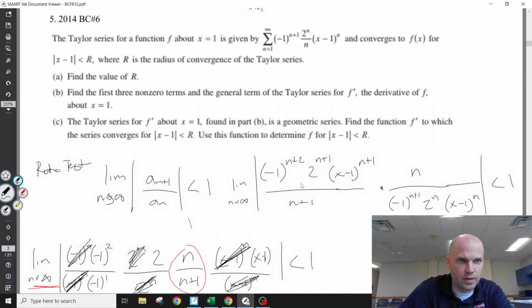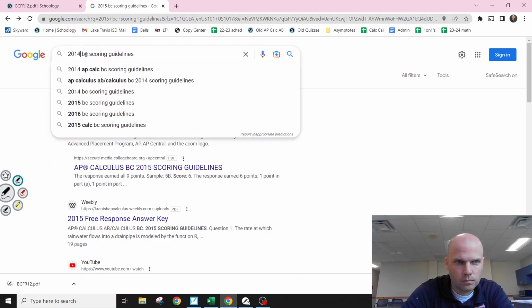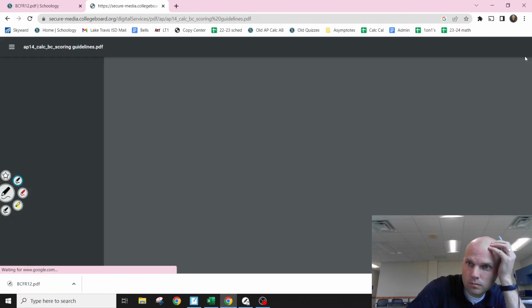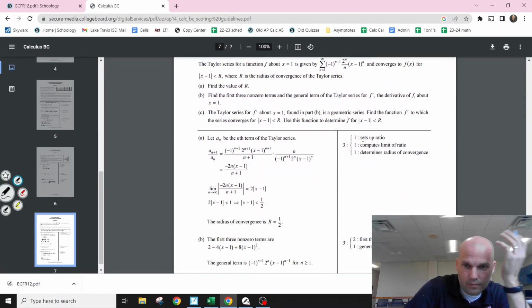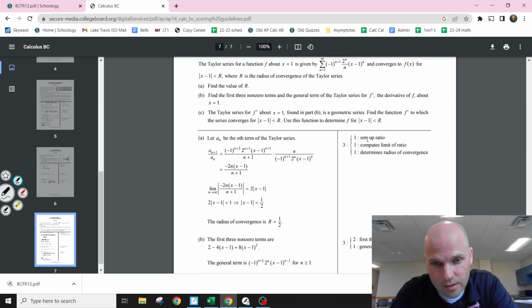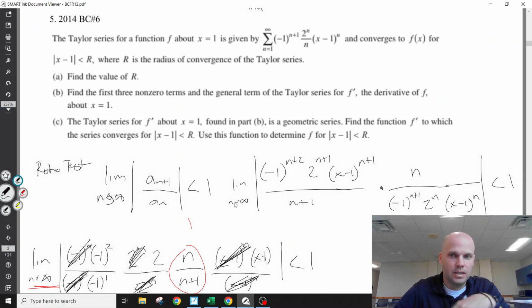Okay, let's see how many points that was worth. Three. Not many. This part is easy. First 3 non-zero terms in the general term. You have to be able to write out f and then write out f prime. So that's a little mean.